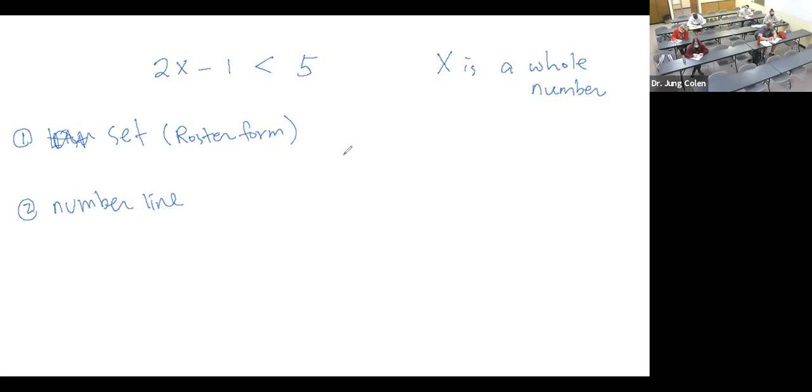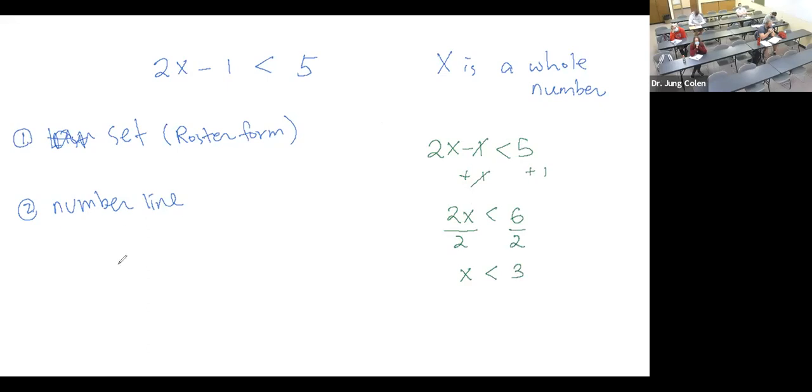Good. Okay. So let's solve this together. Help me out. 2x minus 1 is less than 5. What's your first step? You're going to add 1. Love it. So you have 2x on the left hand side, 6 on the right hand side. And then divide by 2 on both sides. The inequality doesn't change. X is less than 3. X is less than 3.